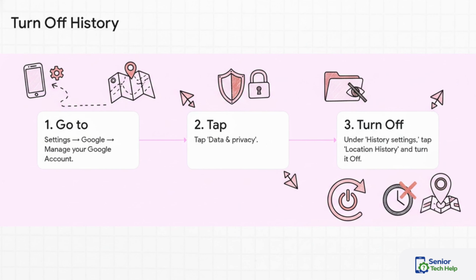And our last step for Android, Google also likes to keep a history of places you go. To turn this off, we're going back to that Google menu in your settings. This time, tap on Manage your Google account. Then, find the Data and Privacy tab. In there, you'll find Location History. Just tap on it and you can turn it right off. And that's it for Android.